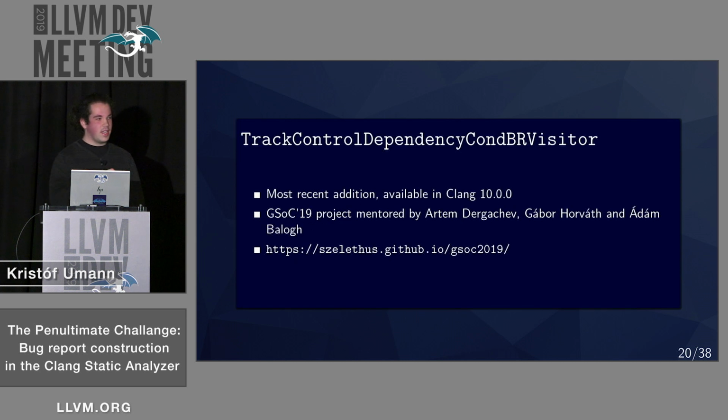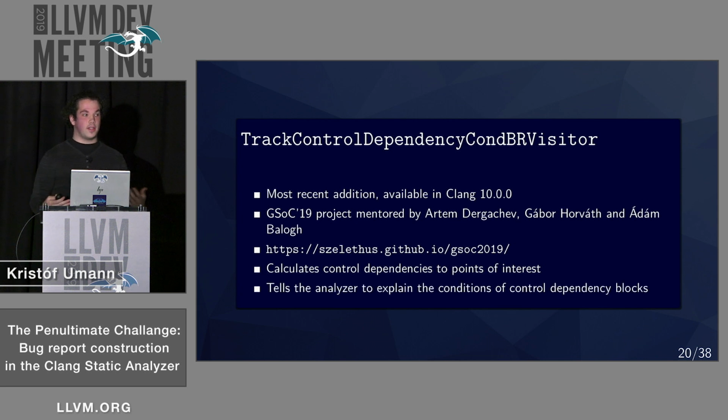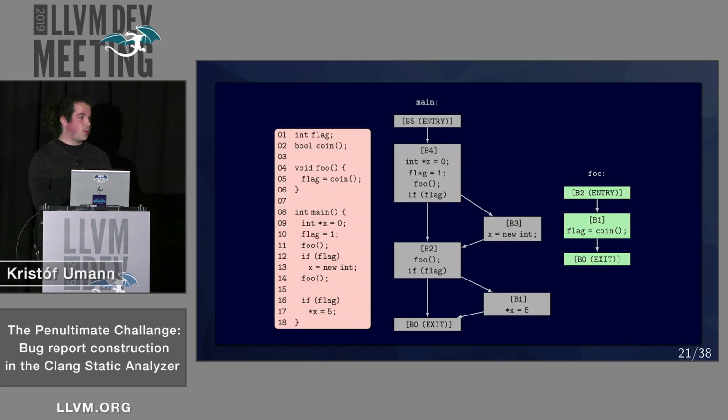Now, admittedly, I have a little soft spot in my heart for this visitor because this was my Google Summer of Code project, which was mentored by Artem Dergachev, Gábor Horváth, and Ádám Balogh. What this visitor will do is calculate control dependencies to certain points of interest. And it will ask the analyzer to better explain control flow around these points of interest. So let's see a concrete example.